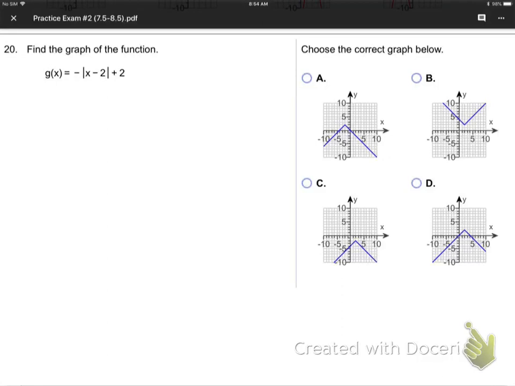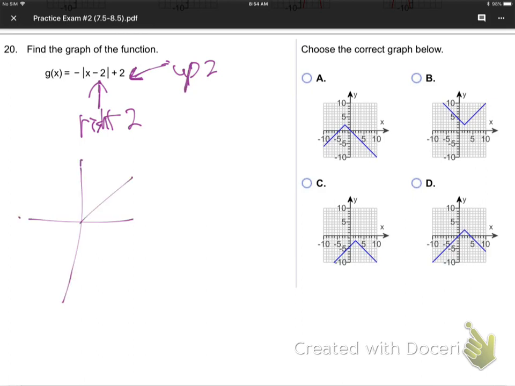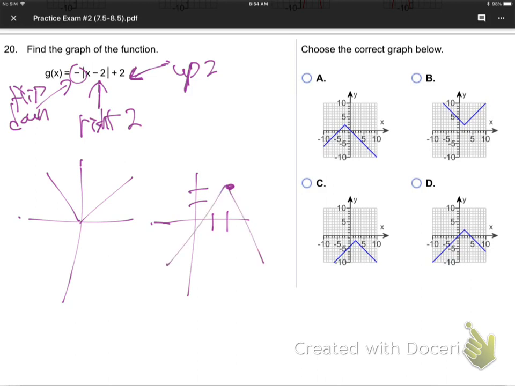So number 20, this means right. Remember, x is always opposite, so negative is right 2. The numbers outside are up and down, up 2. So we take a V shape, we move right, so the normal V shape is in the center, and we're supposed to move right 2 and up 2. So there's where it is. And then what's that negative mean? The graph goes down. It flips it down. So right 2, up 2, flipped down, looks like D.